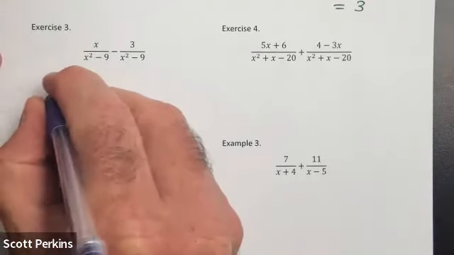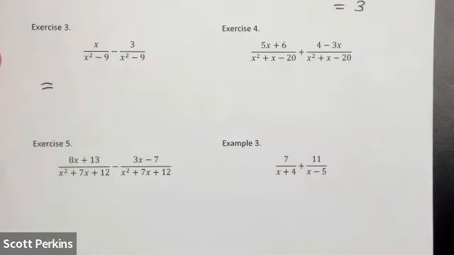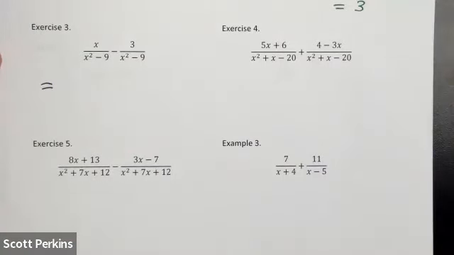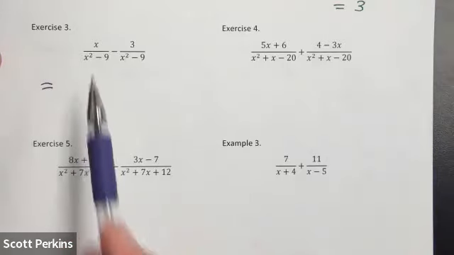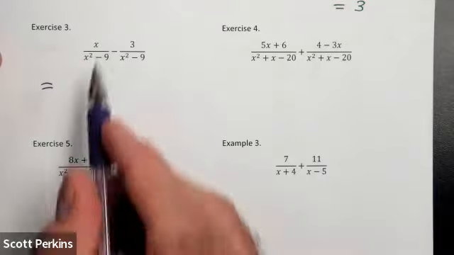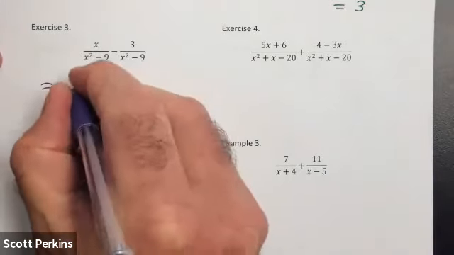All right, so this problem, again, we've got the common denominator. That's not the thing we're focusing on right now. We're focusing on combining these fractions. So when I combine these fractions, what's the numerator going to be? What do I have up top? Yep, again, they're not like terms. So it's just going to be x minus 3.